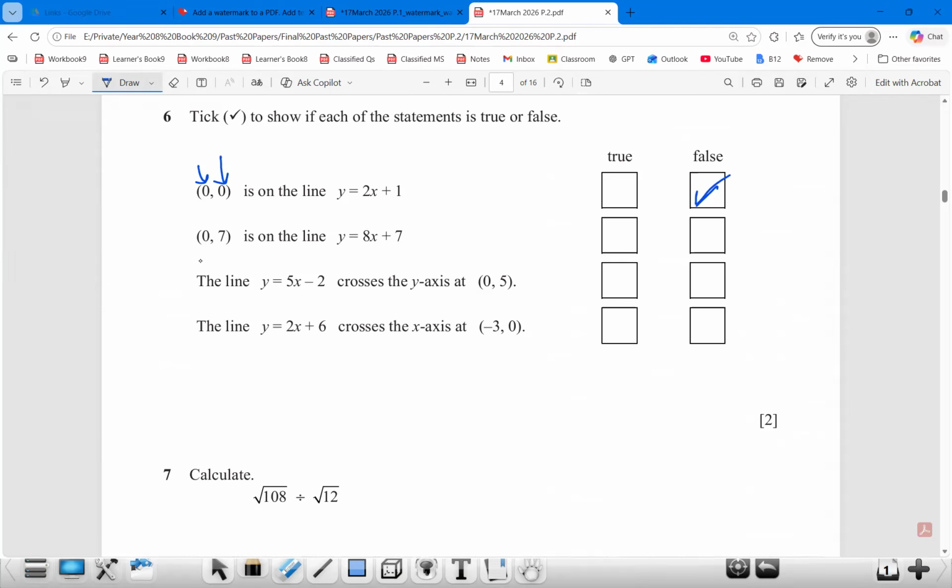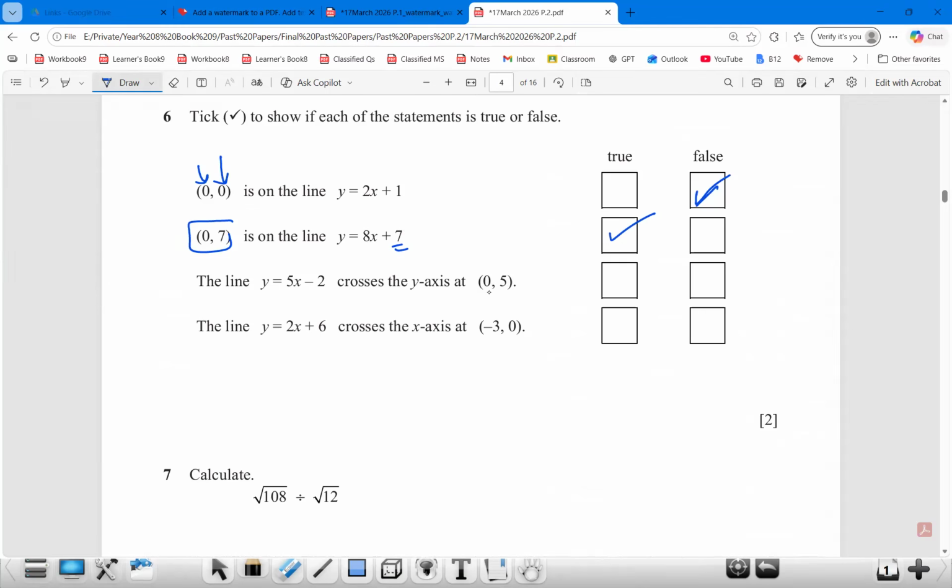The second one over here, you can think about it also the same way. Is the y-intercept a 7? Oh, yes. Or if x is 0, will y be 7? Let's try it. If x is 0, 8 times 0 is 0, plus 7 is 7. So y will be 7. Yes, true. The line y equals 5x minus 2 crosses the y-axis at (0, 5).